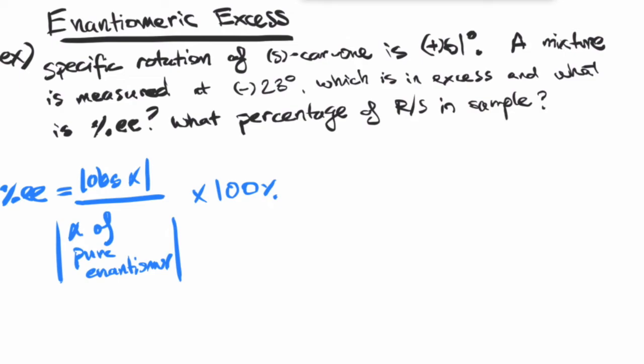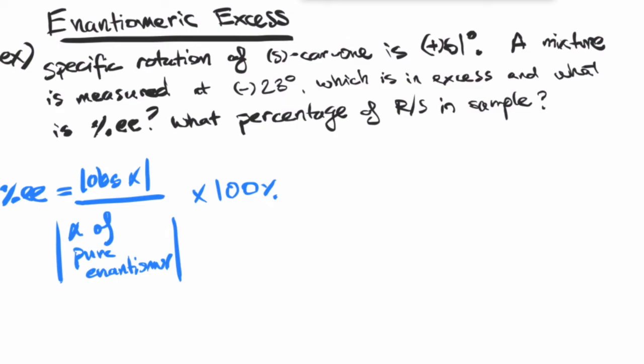And a mixture that contains both R and S enantiomers is measured to be negative 23 degrees. So the question then is, which is in excess and what is the percent EE? And what percentage of both enantiomers are in this mixture? Okay, so we can use this equation.